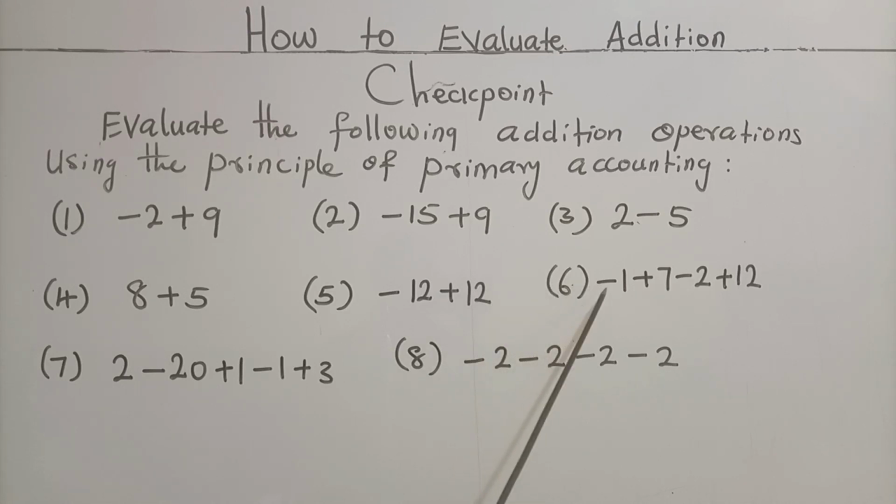Number 6, minus 1 plus 7 minus 2 plus 12. Number 7, 2 minus 20 plus 1 minus 1 plus 3. Number 8, minus 2 minus 2 minus 2 minus 2. Don't forget that everything here is pure addition, except to disagree. And I'm sure you will not, because we've learned before how to know that what is required in a particular number operation is addition.